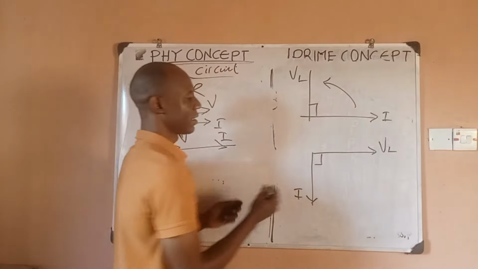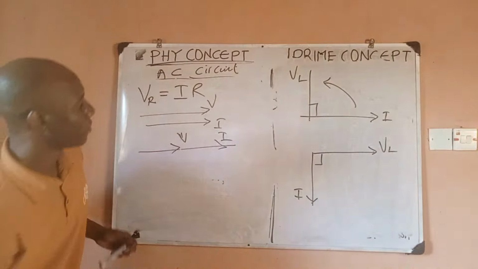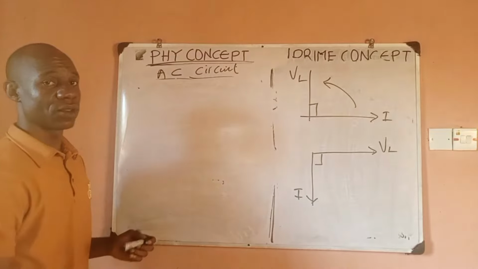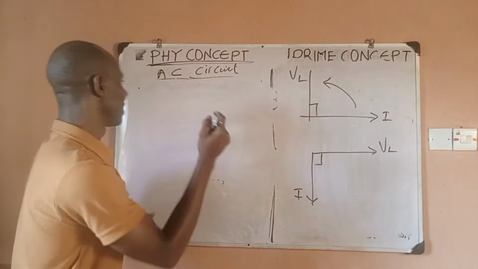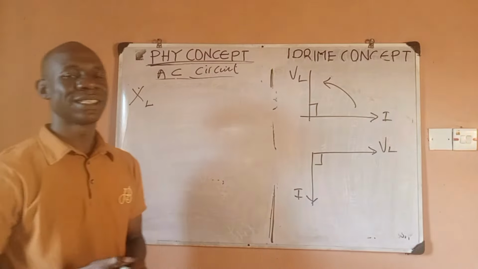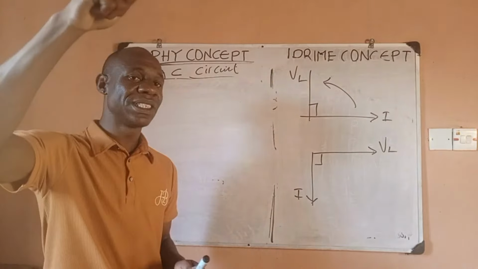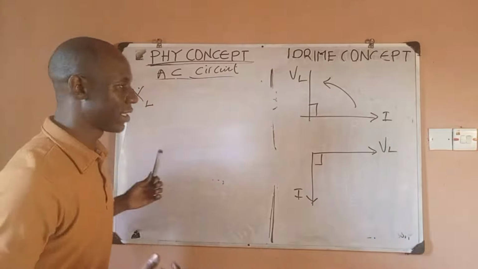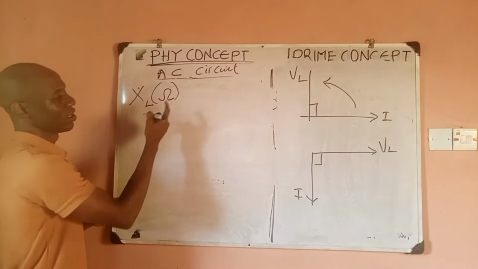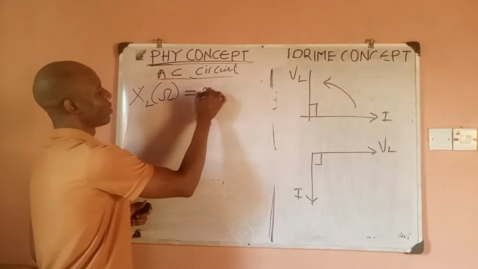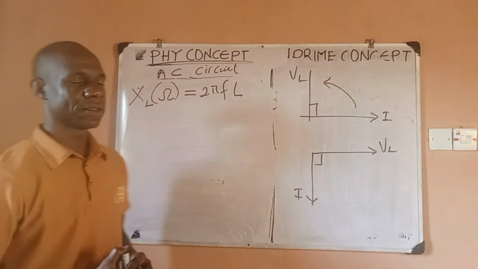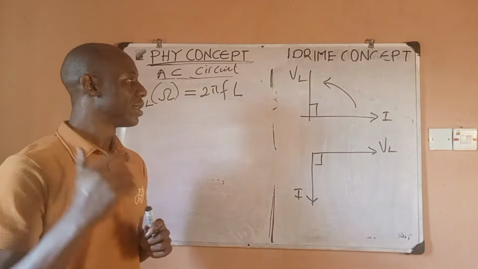You can draw it like this. This is still correct for a pure inductive circuit. Now there's something called inductive reactance, denoted with XL. Inductive reactance, in a common way, is just the resistance of an inductor. It is measured in ohms, and the formula is 2 pi FL. That is inductive reactance. So quickly, we are done with this.